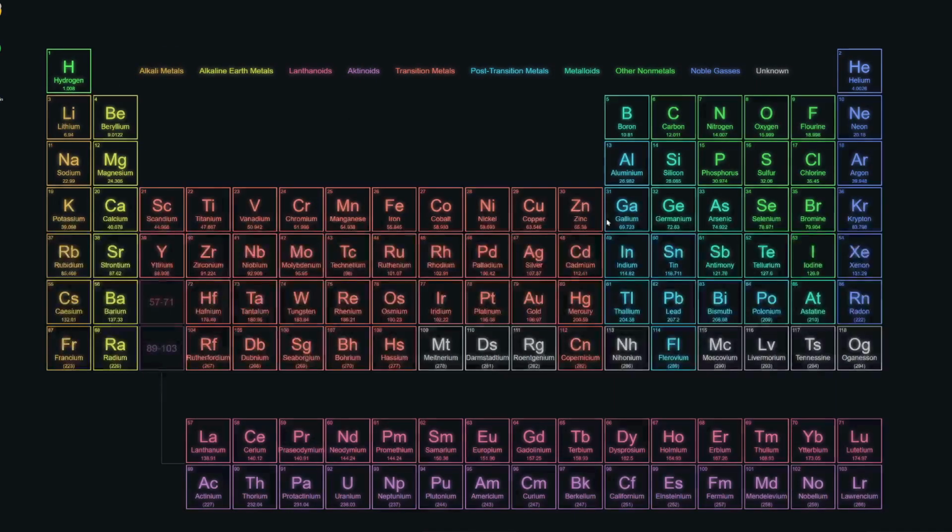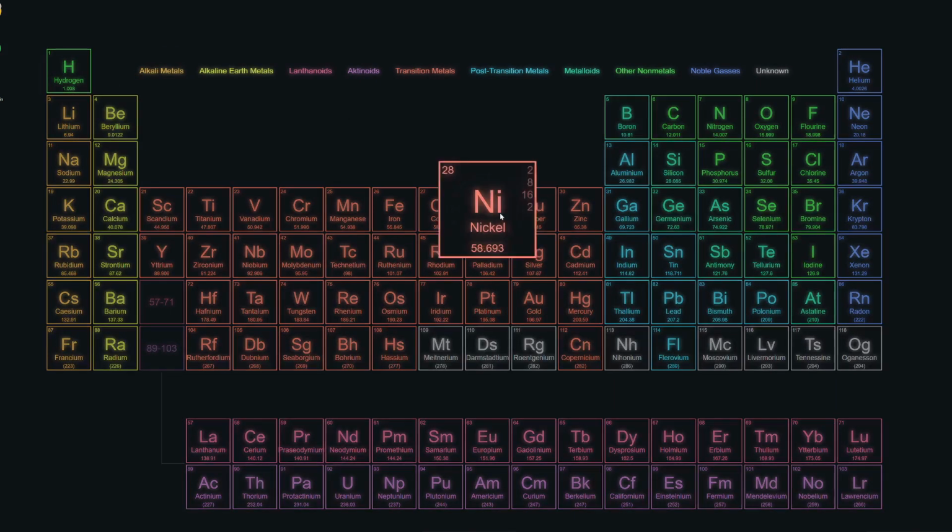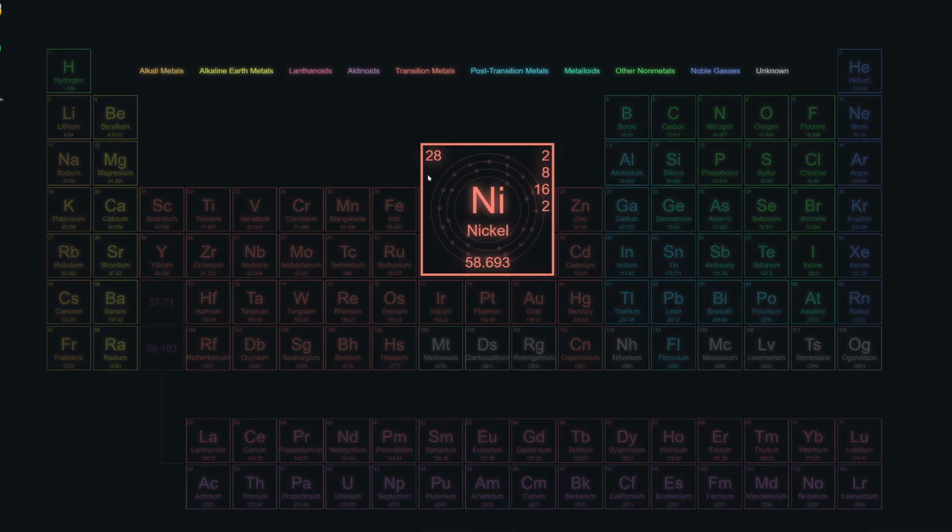For example, if we take a look at nickel, we can see our atomic number, our total number of electrons. Over here we have 2 as our valence electron number, and we have our atomic mass right here. As we can see, on our outermost ring from the nucleus, we have 1 and 2 electrons, hence why we have 2 valence electrons for this element.